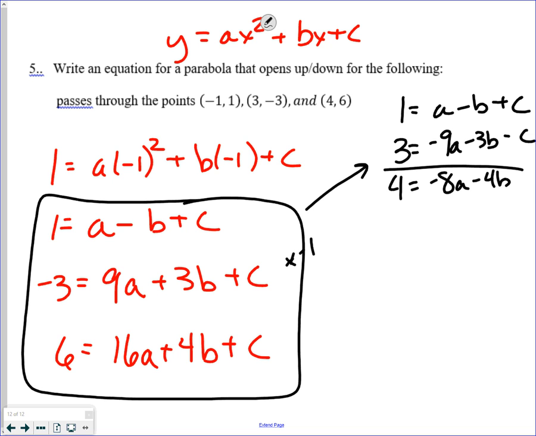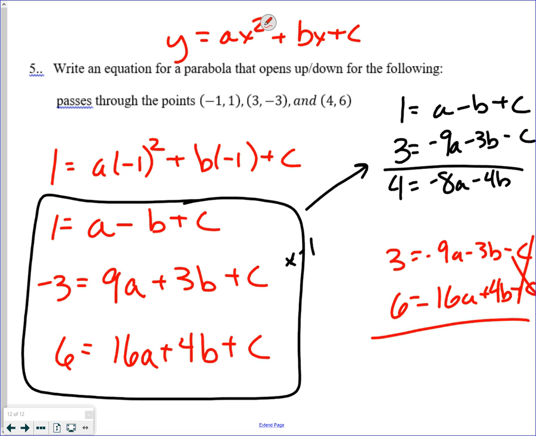Now I want to take the middle one and the bottom one. So again, I'm going to multiply this one by negative 1. Negative 9a, negative 3b minus c, and then 6 equals 16a plus 4b plus c. The c cancels. 9 equals 7a plus b.